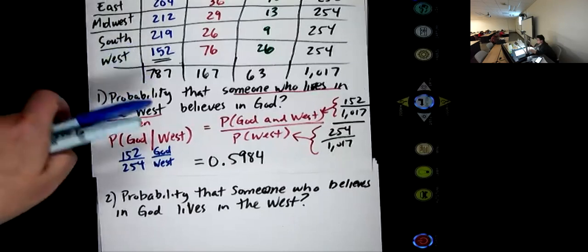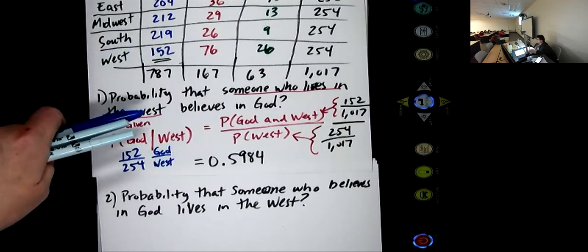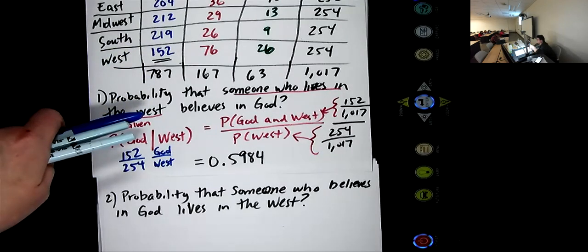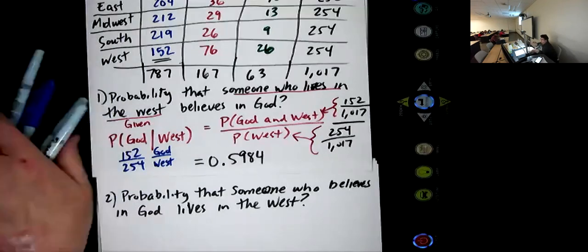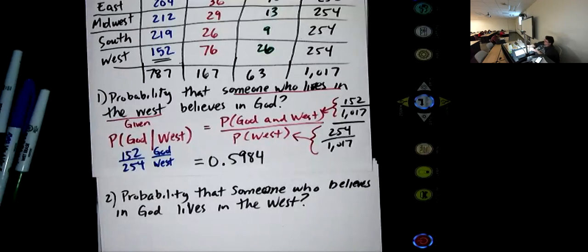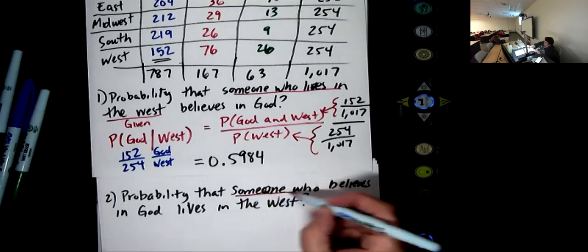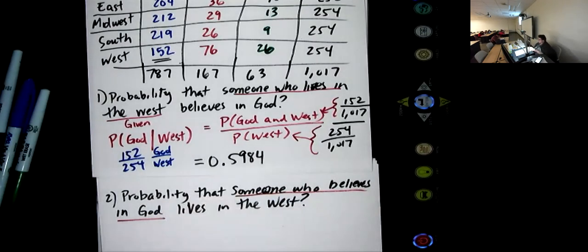It's kind of like the same sentence, but I flipped it around, didn't I? It's supposed to look very similar. So the given condition here is that they are a true believer. They follow the path of the one true God. That's my given information.